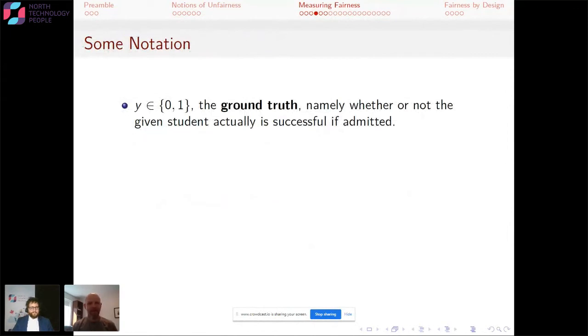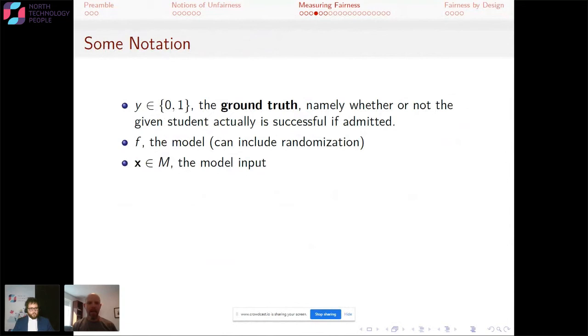All right, I promised some math. Here it's coming. It's a little bit of notation. So y without the hat is either 0 or 1, where 0 means the student will not be successful, and 1 means the student is successful. That's our ground truth, and we have some historical data that we can work with. F is our model, as we already discussed. And as you'll see, the model doesn't have to be discrete. It doesn't have to output strictly 0 or 1. It can output distributions across 0 or 1.